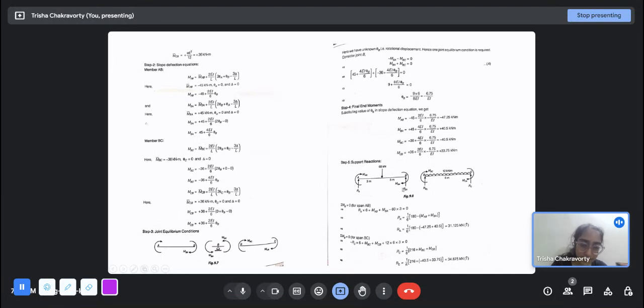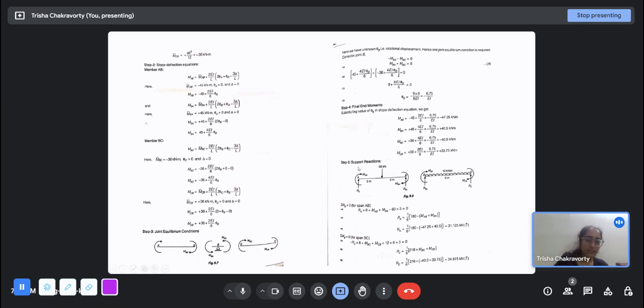And now that we have those, we have these two spans. We know MBA and MAB, and we have to solve basically for reaction A and reaction B, because now the loading in this span is the actual loading on this span, that is 60 kilonewton, and then there are two end moments that we calculated. According to that, we can find out RA and RB1. B has basically two reactions from both the spans, so that we can solve using normal equations of equilibrium, like sigma Fy equal to 0 and moment about any one point.